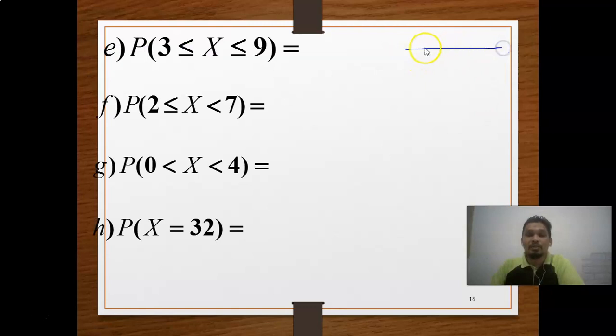Next one here. Greater than or equal to 3 and less than or equal to 9. Since both have equal signs this time, we add an extra 0.5 to the left and an extra 0.5 to the right. So this one becomes 3 minus 0.5, 2.5, and 9 plus 0.5, 9.5.